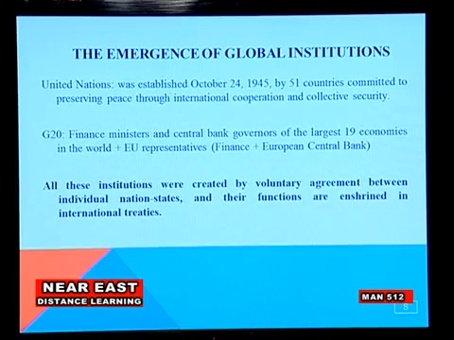Another one, the G20, is formed from finance ministers and central bank governors, because you know the finance ministers and bank governors determine all money related issues of the largest 19 economies. As I already mentioned, the representatives from the EU also join, so a finance representative and a European Central Bank representative join the G20 to take decisions on a global approach, because the decisions they take affect other nations as well. So all these institutions were created by voluntary agreement between individual nation states, and their functions are enshrined in international treaties.